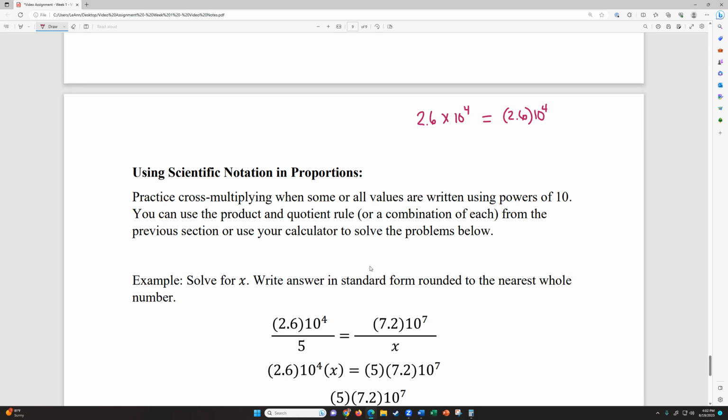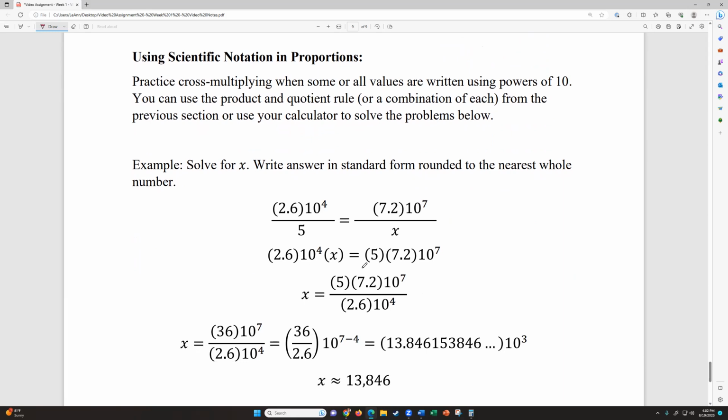So we're going to practice cross multiplying when some or all the values are written using the powers of 10. You can use the product or quotient rules or a combination of each from the previous sections, or use our calculator to solve the problems below. So we're going to be solving for X and write our answer in standard form rounded to the nearest whole number. So this is 2.6 times 10 to the 4th over 5 equals 7.2 times 10 to the 7th.